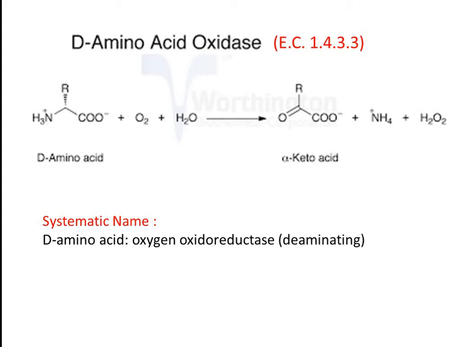This enzyme is less specific than most of the other enzymes and will act on any D-amino acid. So the systematic name of this enzyme can be written as D-amino acid oxidoreductase, deaminating.